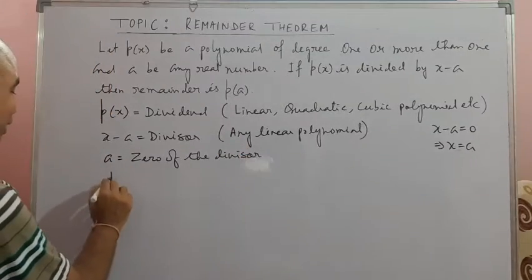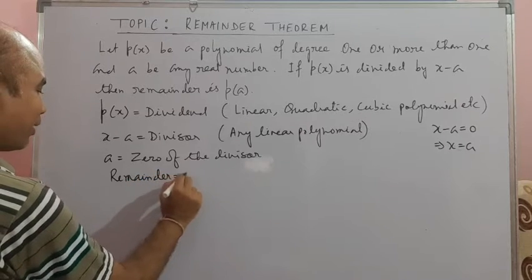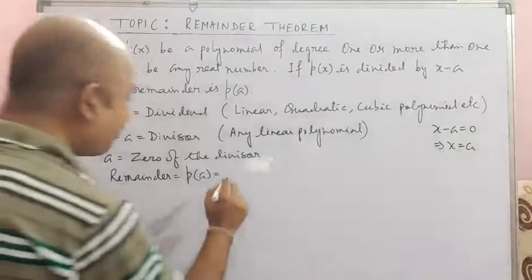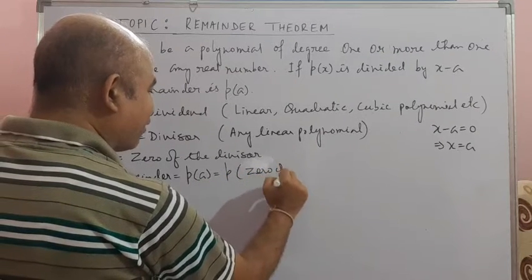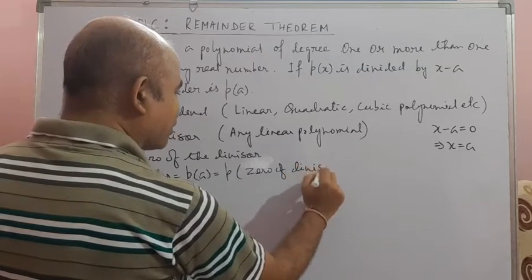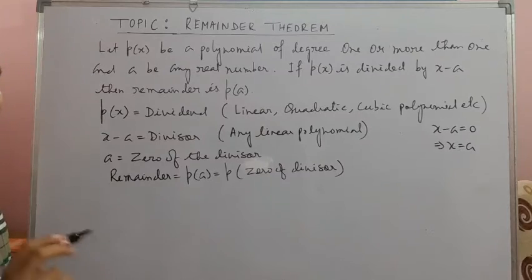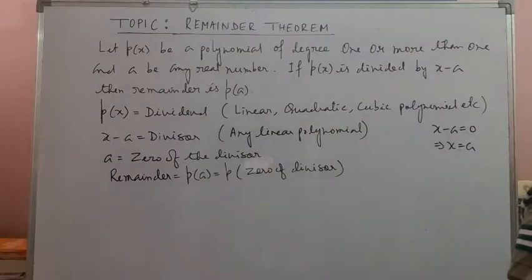Then what will be the remainder? Without doing the division, we can find out the remainder. The remainder is P(a). What is the meaning of that? P(a) means in place of x, you have to write a. A means the zero of the divisor. Let me take an example.